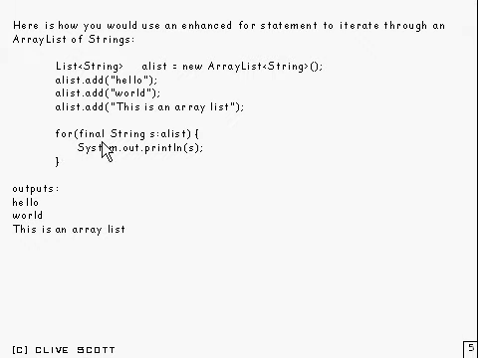Okay, so here's the example anyway. All it's going to do is get the iterator out of there, obviously, and iterate through this list that's been added and print them out. And there's the output, which is what you'd expect really.